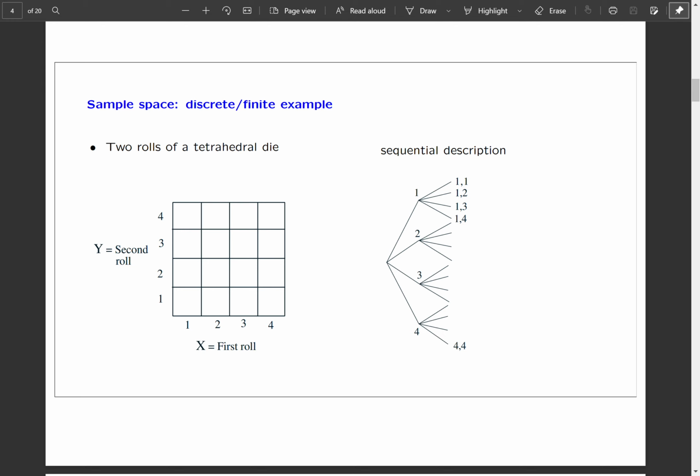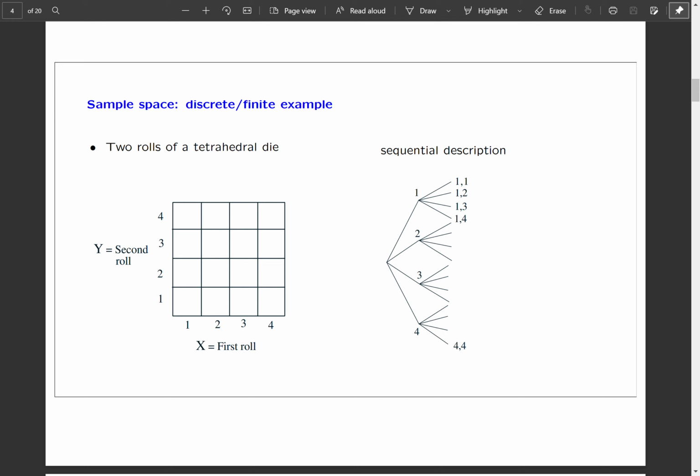To explain this, we'll do an experiment. In this experiment, we'll use a special die called a tetrahedral die, which has four faces. Usually a die has six faces, but this tetrahedral die has four faces. And in this experiment, we'll have two trials, and each trial will involve rolling a die. So we'll roll a die two times in this experiment.